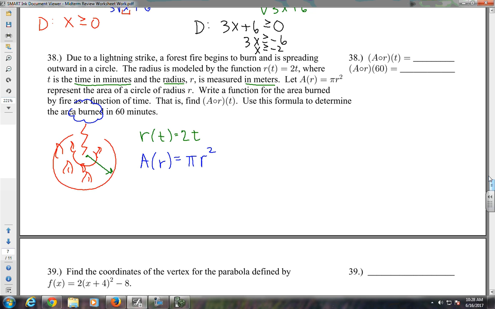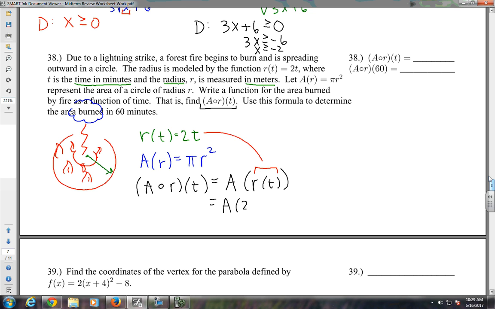Now don't panic, just follow the math. It says find A composed with r of t. Okay, don't panic. Do the same thing you've been doing on our previous composition problems. That is, A is on the outside, r of t is on the inside. I'm going to start with r of t. I'm going to replace r of t with its function rule, and we're going to end up with A of 2t.